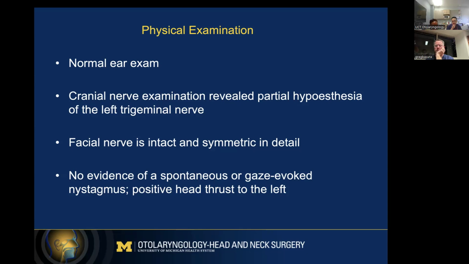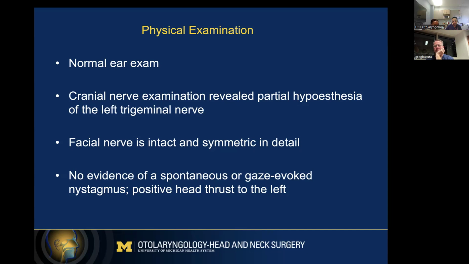So the velocity doesn't really change. The other thing is that there is the aspect of direction changing nystagmus. Yes, there's the direction changing. So basically, the central nystagmus does not follow Alexander's law.